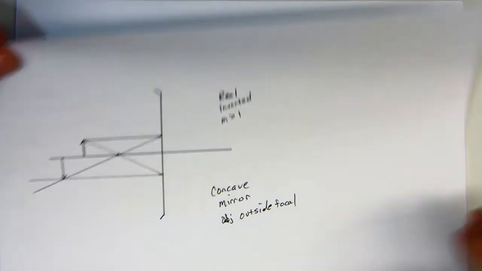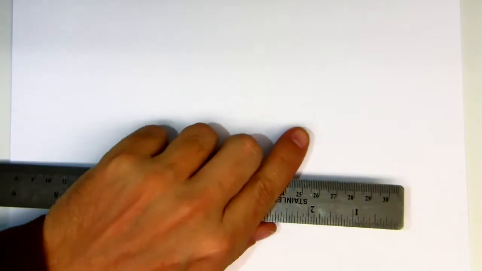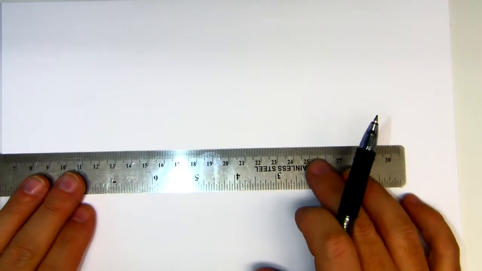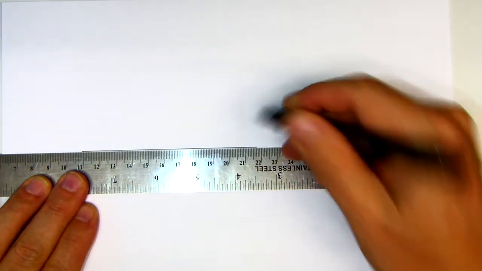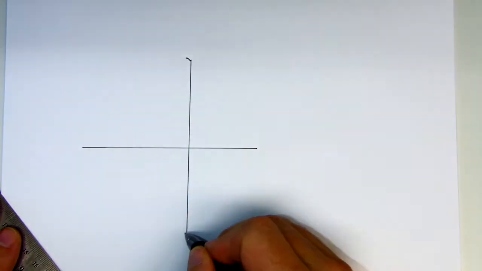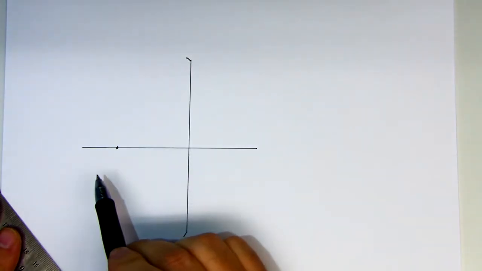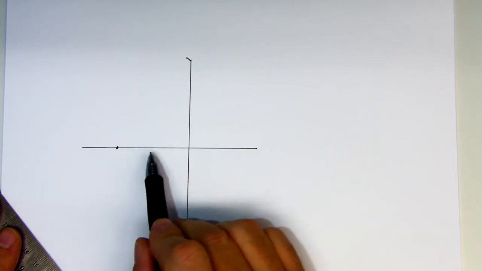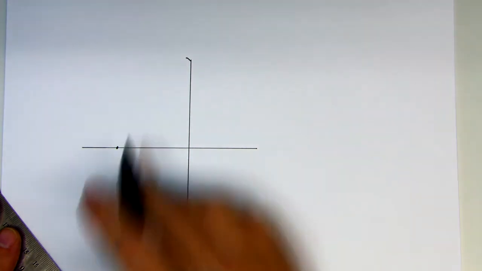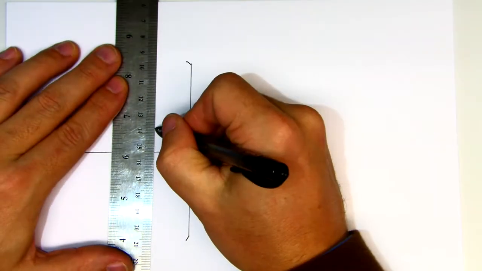Okay, let's try concave mirror, object inside the focal. Draw my principal axis, draw my mirror, label it as concave. I'm going to pick my focal out this way. Notice it's a little bit farther than what I picked on the last one. That way I can move inside and do a little bit better, have a little bit more room. So I'm going to put my object, say about right here, about this tall.